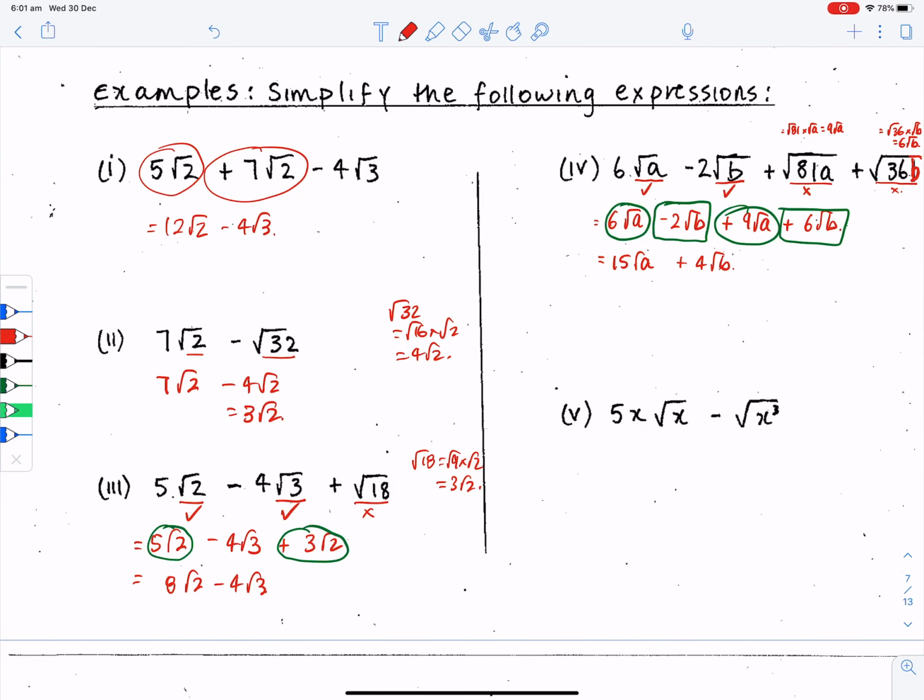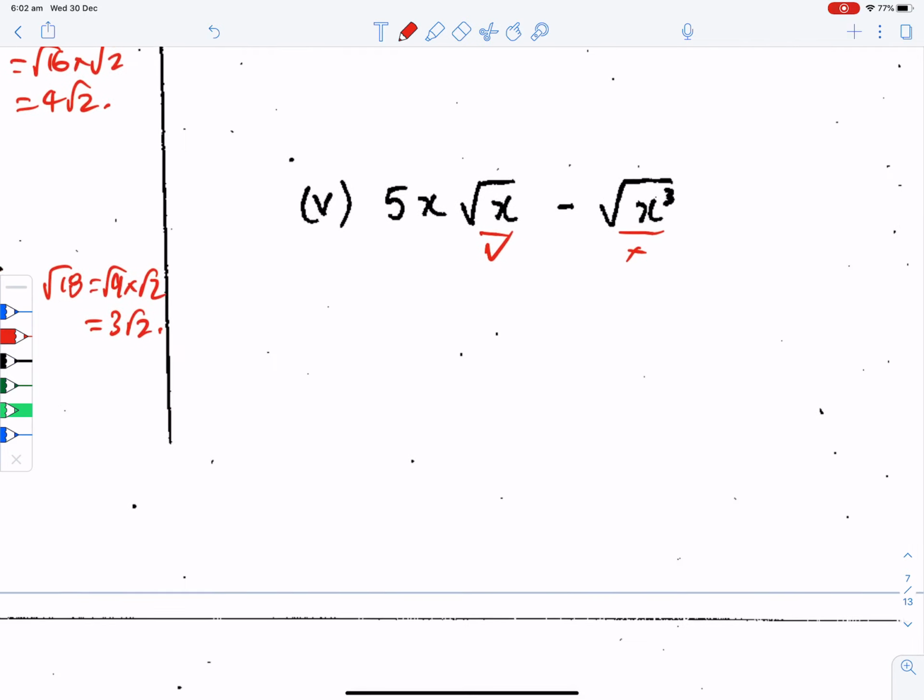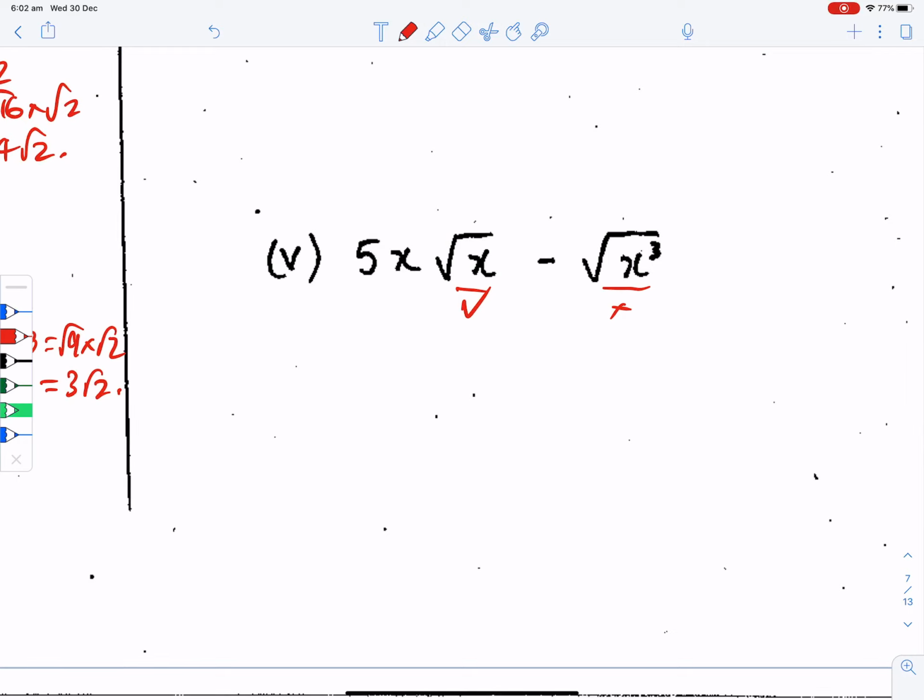Okay, let's now have a look at question 5. Can you simplify root x anymore? No, you can't. So that's already in its simplest form. Can you simplify the square root of x cubed anymore? And yes, you can. So this is not in its simplest form. So how do you simplify root x cubed? Well, let's have a look.